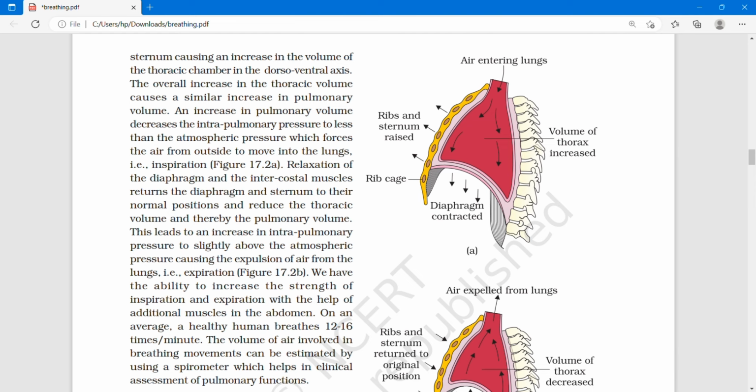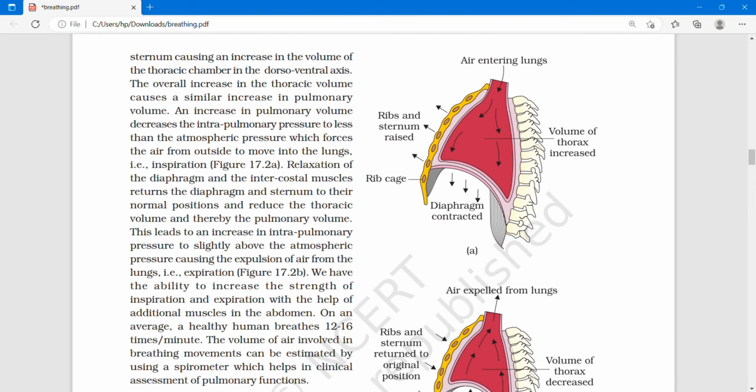reduces the thoracic volume and thereby the pulmonary volume. This leads to an increase in intrapulmonary pressure to slightly above the atmospheric pressure, causing the expulsion of air from the lungs, that is expiration, that is given in 17.2b. We have the ability to increase the strength of inspiration and expiration with the help of additional muscles in the abdomen. On average, a healthy human breathes 12 to 16 times per minute.